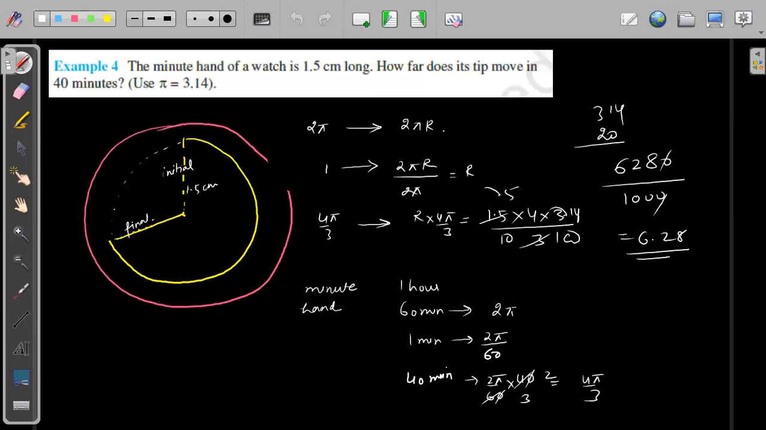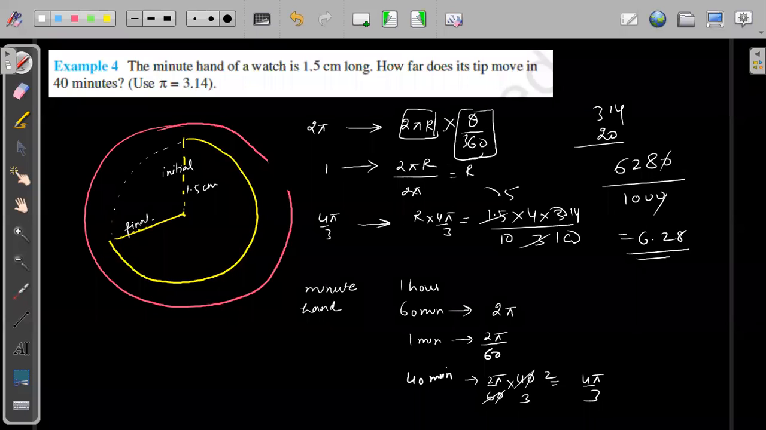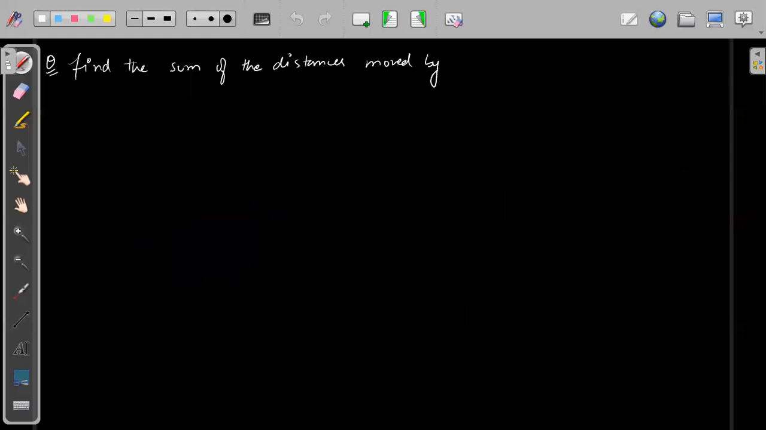See the angle. This is the arc. This is the arc length. This is 2 pi r into theta by 360. So this is the same thing, right? First we have divided by 360, then we have multiplied by theta. Understood? It is the same thing.